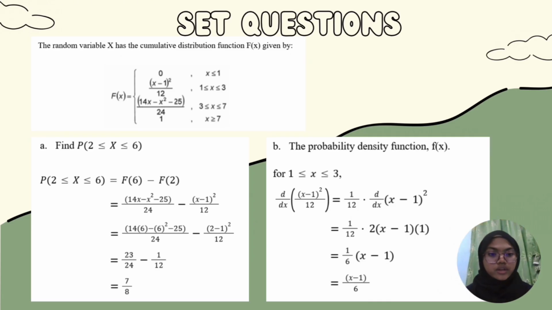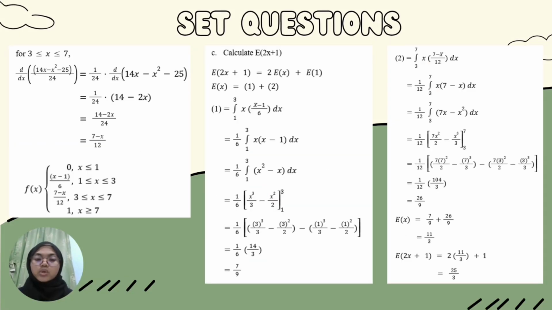Next question, to find the probability density function for X greater than or equal to 1 and less than or equal to 3, we differentiate (x minus 1) squared over 12, and we get the answer (x minus 1) over 6. For X greater than or equal to 3 and less than or equal to 7, we differentiate (14x minus x squared minus 25) over 24, and we get (7 minus x) over 12. After we differentiate, we can simplify it into the form shown in the picture below.